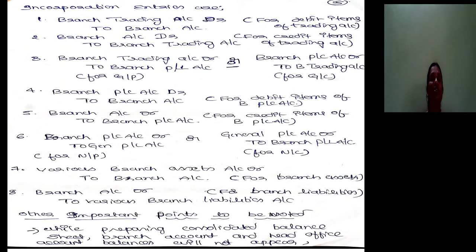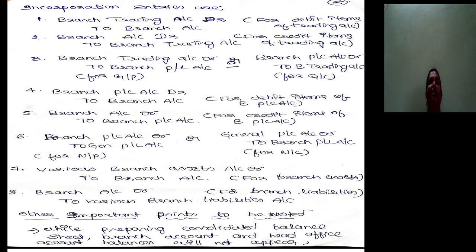So these are the incorporation entries and methods for incorporating the trial balance in the books of head office. Let me see what incorporation entries we need to pass. First, for incorporating the debit item of branch trading account, the journal entry is: branch trading account debtor to concerned branch account. The reverse is the journal entry for incorporating the credit item of trading account, that is, branch account debtor to branch trading account.